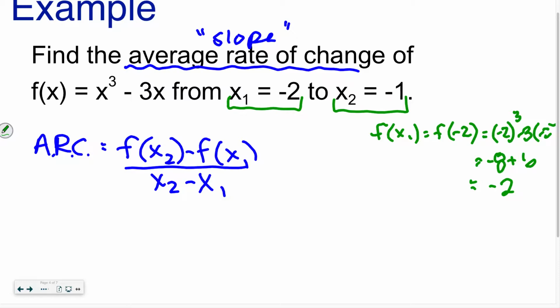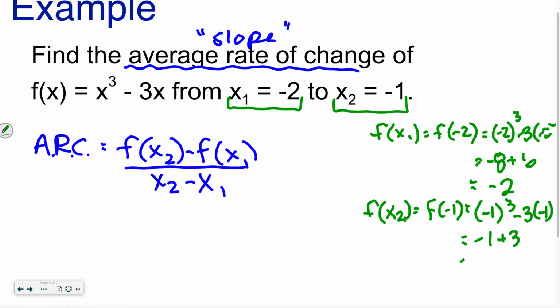So negative 2. And then I would do the same thing for f of x sub 2, which is really f of negative 1. Make the substitution. Minus 3 times negative 1. That's going to be negative 1 plus 3, so positive 2. So I'm just plugging in to find the y value.